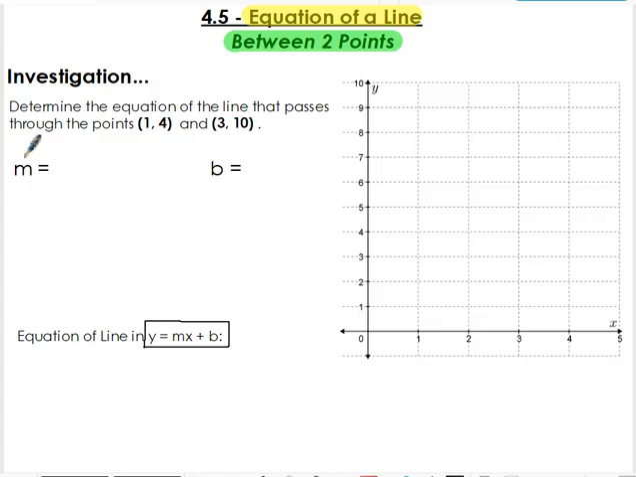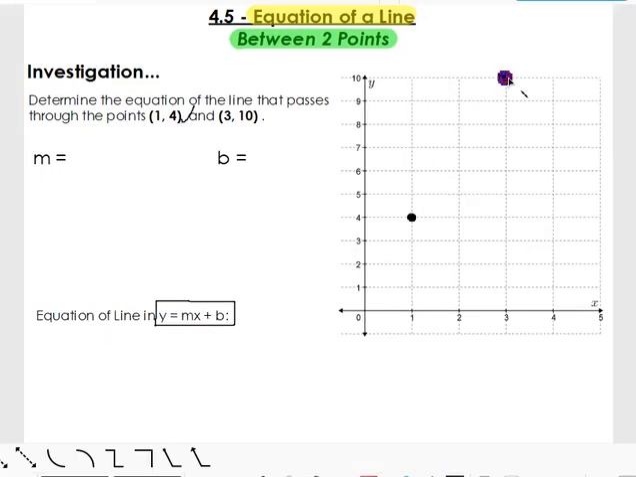The first thing we're going to have to do is find the slope, m. We're going to find the slope of this line. So we're going to do that by first plotting the coordinates 1, 4. So here's 1, 4, right about there. And we have another coordinate, 3, 10. So we go 3 and 10, way up there. So we plot these two coordinates, and what we're going to do is connect the dots with a little line like that.